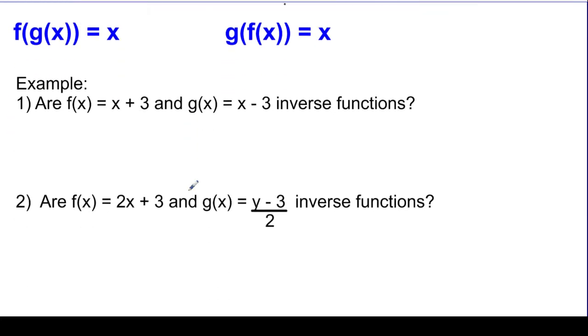Okay, so here's the simplest example. If I just have x plus 3 and x minus 3, we can see that they are inverses of each other. They both started off with an x, f adds 3, g subtracts 3, so they're actually going to undo each other, adding and subtracting.